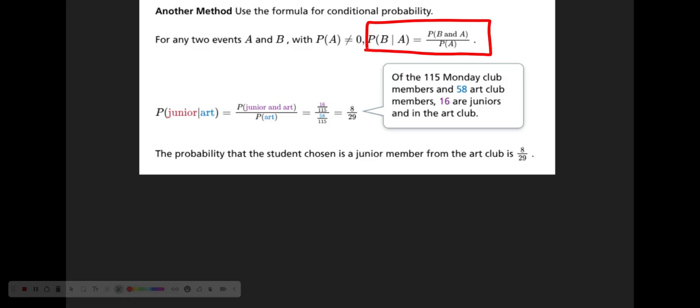So if you look at how that applies to the previous chart, the probability that someone is a junior and that they take art is 16 out of 115. So you have 115 juniors and 16 of them are in the art club. Now the probability that someone's in the art club is 58 out of 115, okay? And when you divide those two, it gets you back to 8/29. So we wouldn't have used this formula because we were given the information, but the formula still works, is all this is really showing you.